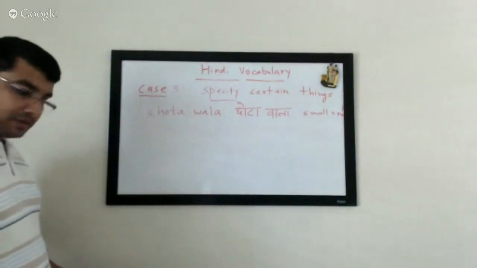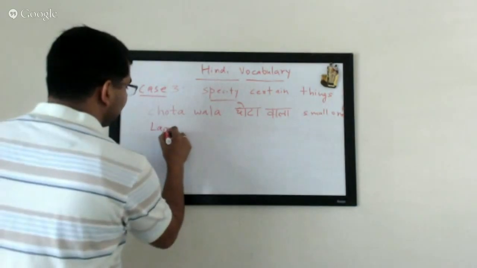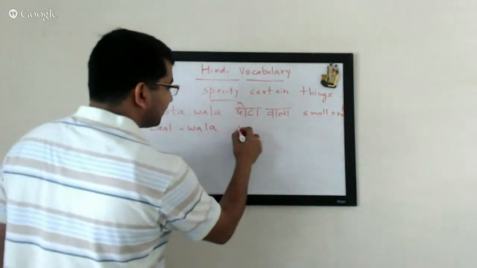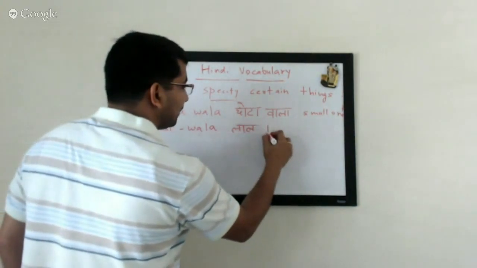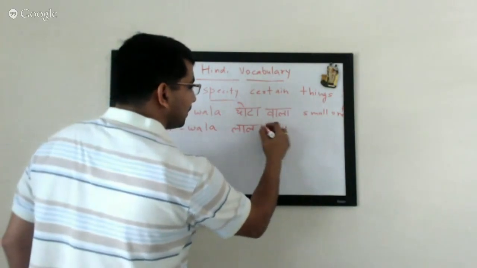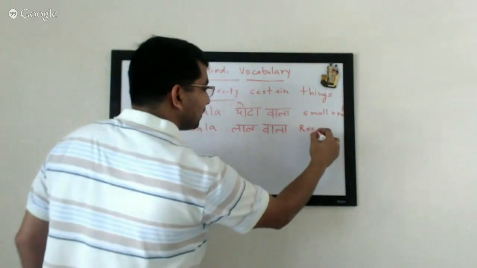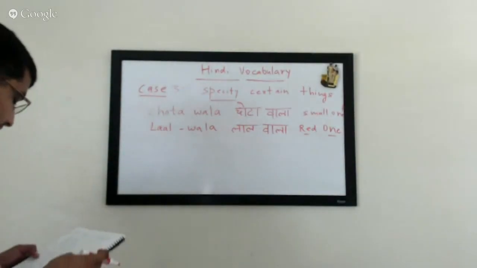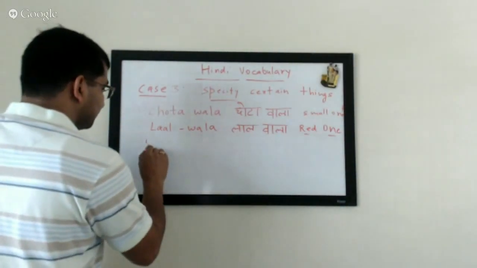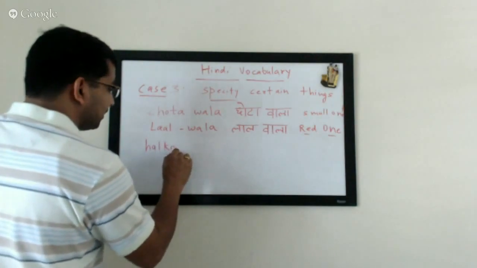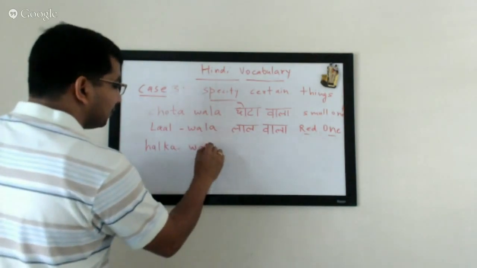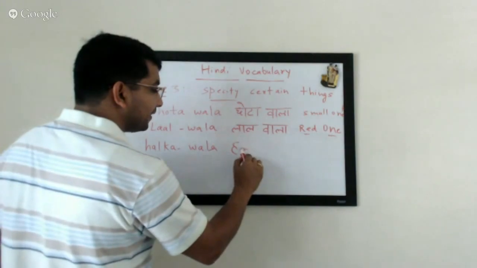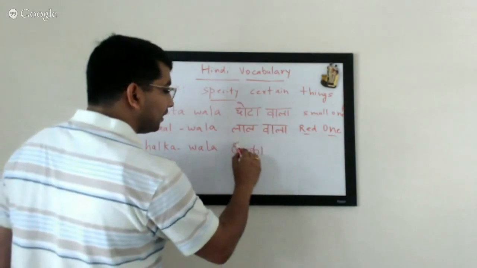We do more. Lal wala. Lal is your color red. Lal wala, red one. Okay. So lal wala. Next one is halka wala. Halka is light. So you have ha, and then l, ka, halka wala.